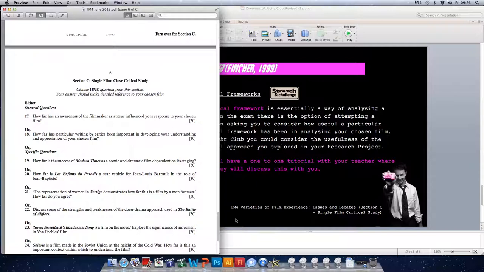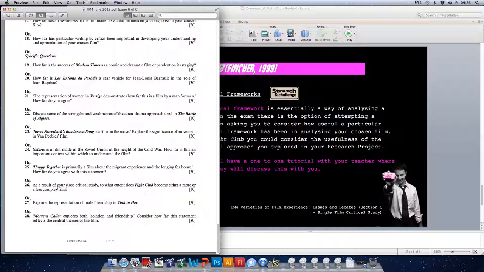And then 26 is obviously the wild card one. Always look at 26 because it might be one you think, yeah, I could really do a good answer for that one. I like the way that's worded. So do look at question 26. As I said, because it specifically mentions Fight Club, it's going to be more specific to Fight Club, where the other two questions could be applied to any of these films. Looking at this idea of Fight Club as a complex film, it'll often relate to some aspect of the film in terms of its themes, or its representations, or perhaps its institutional context.